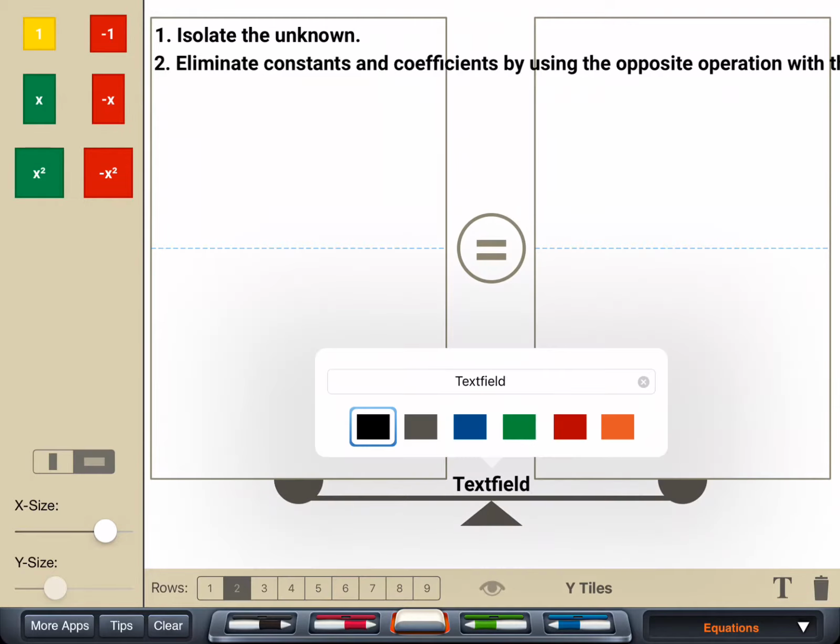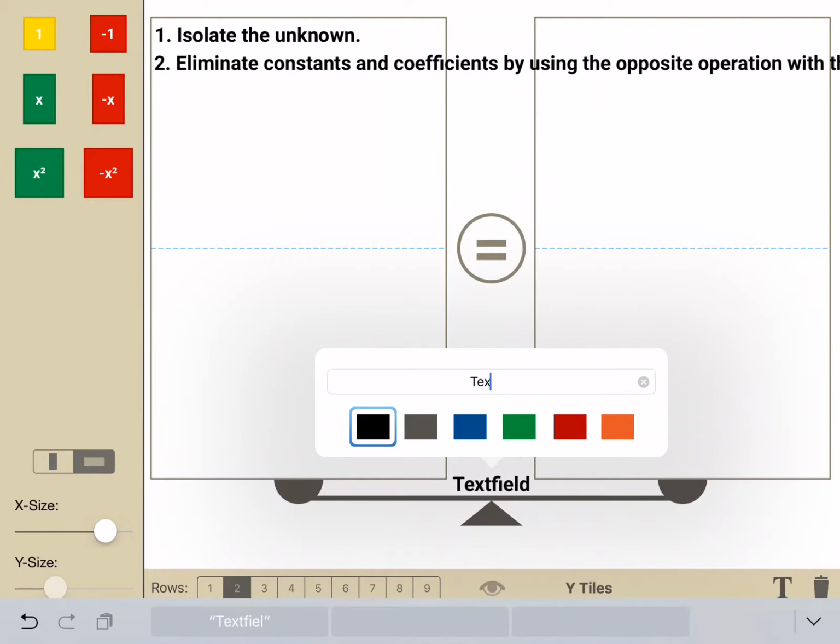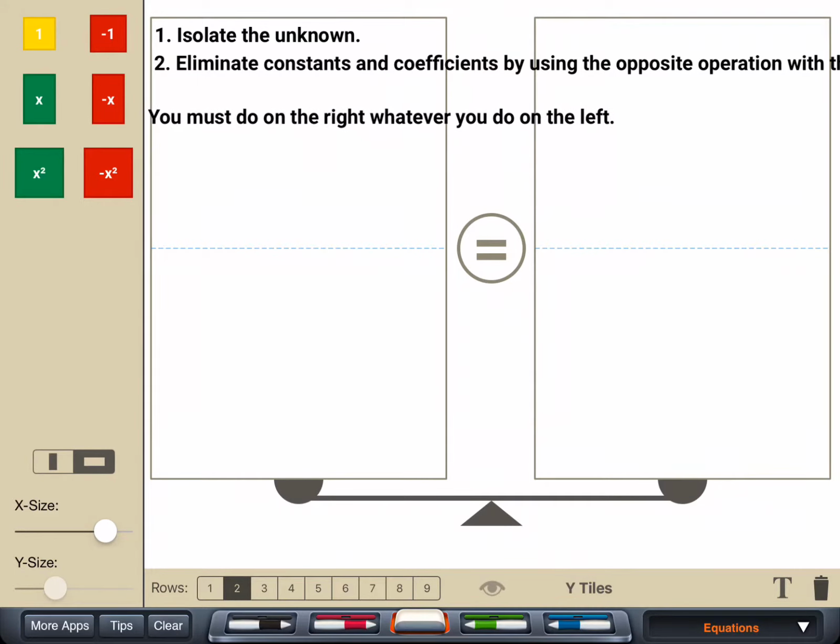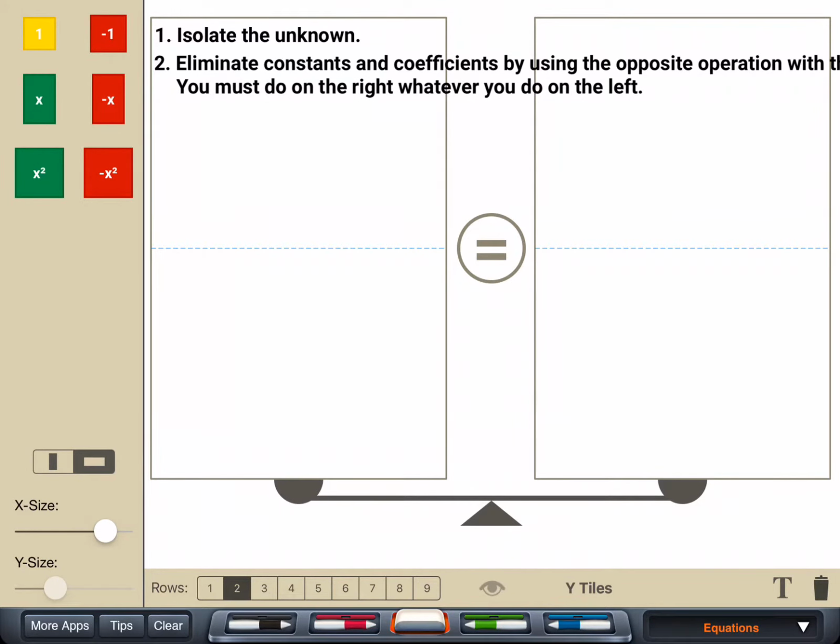And the next one is you must do on the right whatever you do on the left of the equal sign. And that was number 3, even though I forgot to write it. Okay? So let's take a look at a different equation than the one that we have. And this time let's maybe do some negatives.